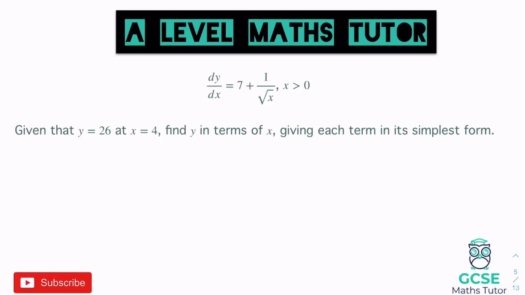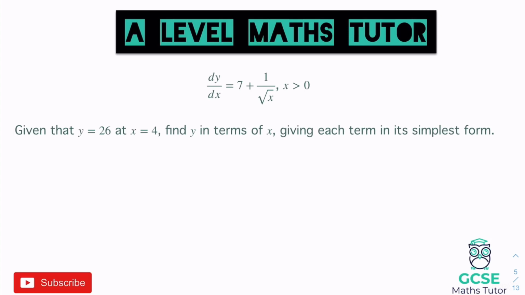Okay, so we've got a couple of new elements coming into this particular question here. So it says, obviously, that dy over dx is 7 plus 1 over root x, where x has got to be bigger than 0, obviously because we can't have a 0 on the bottom there. And it says, given that y equals 26 and x equals 4, find y in terms of x, giving each term in its simplest form.